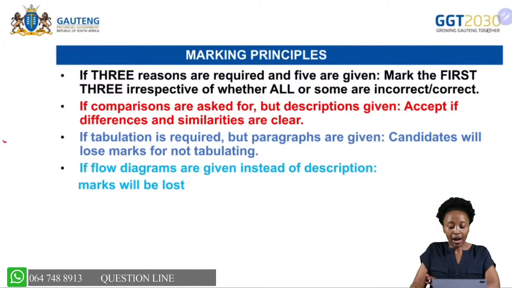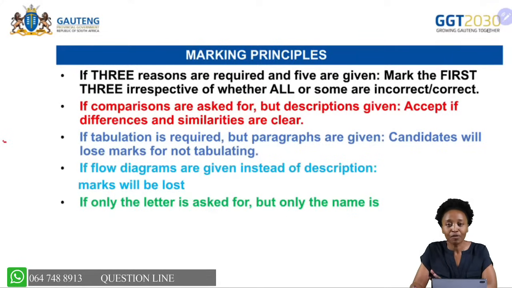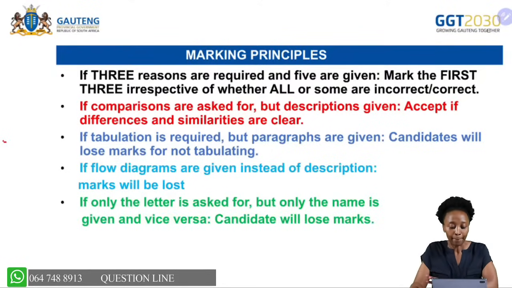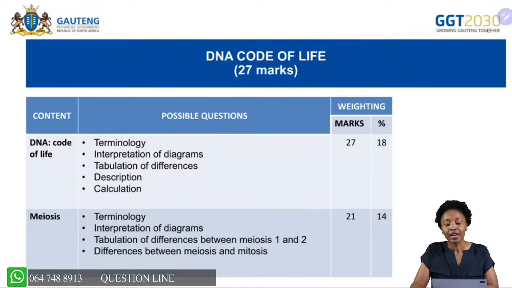If you are asked to describe and you decide to answer in the form of a flow diagram, you're not going to get marks. Marks will be lost. If it's multiple choice questions where you're supposed to give a letter, or it's a diagram where they say provide letters of the structures that are performing these functions, you give the letter, not the name. You lose marks if you give the name instead of the letter, or vice versa.